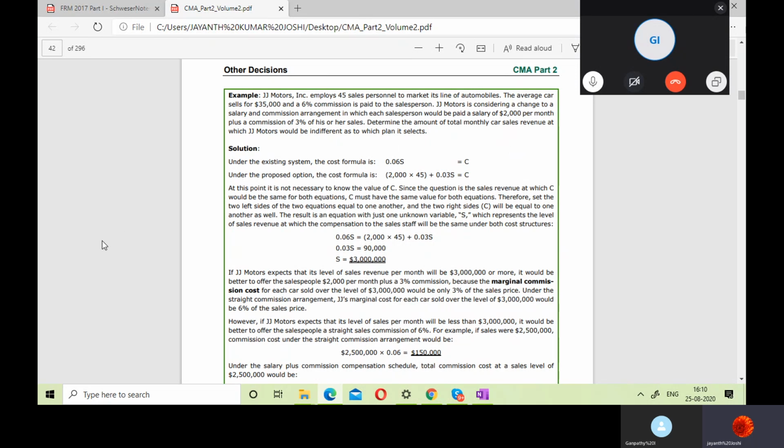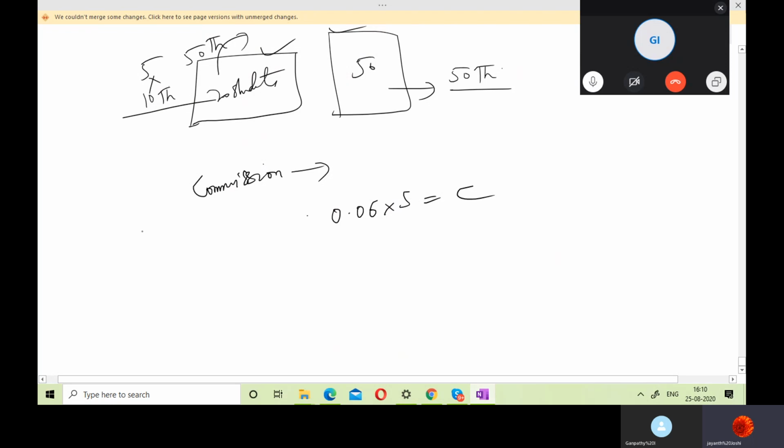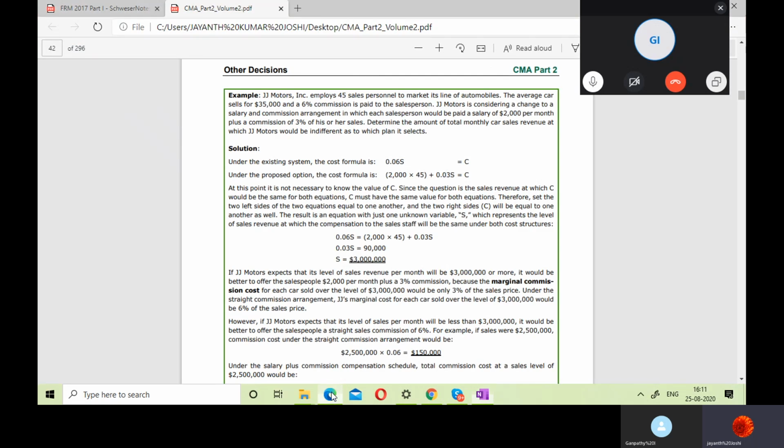Previously, JJ Motors employed 45 sales personnel, the average car sells for $35,000, and a commission of 6% is paid to the salesperson. Whoever sells a car will get the commission. But now they want to change this arrangement and fix a salary for each salesperson, and apart from that give 3% commission on sales to each person. So now let us see the equation. 2,000 is what they are fixing as the salary, plus 0.03 into the sales. That is the cost function for the second option.